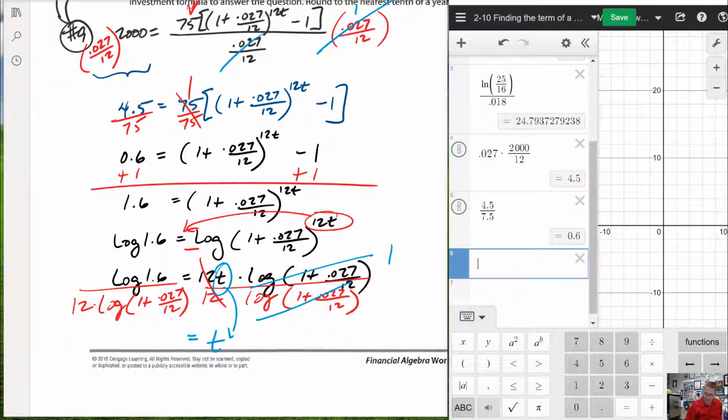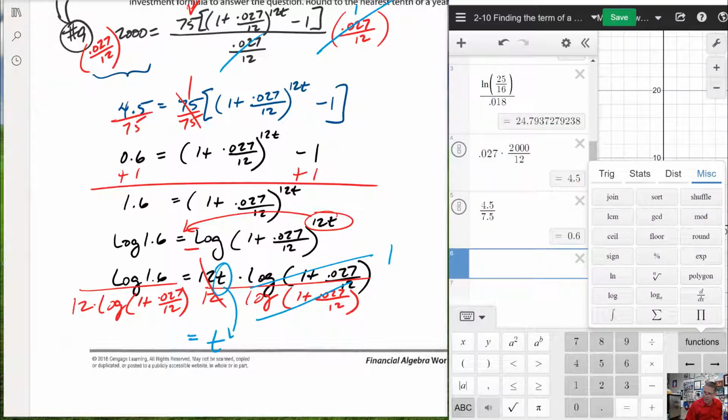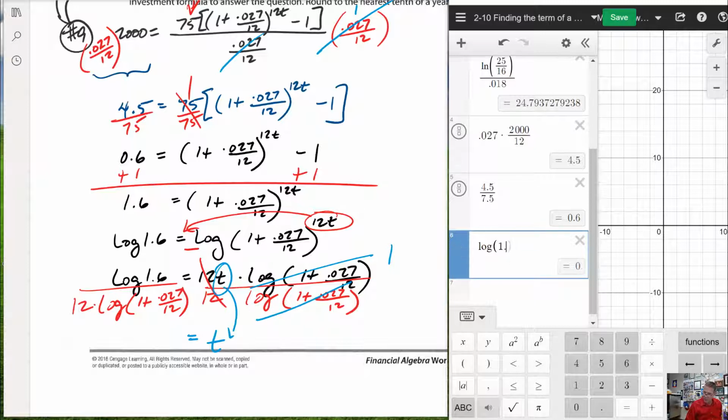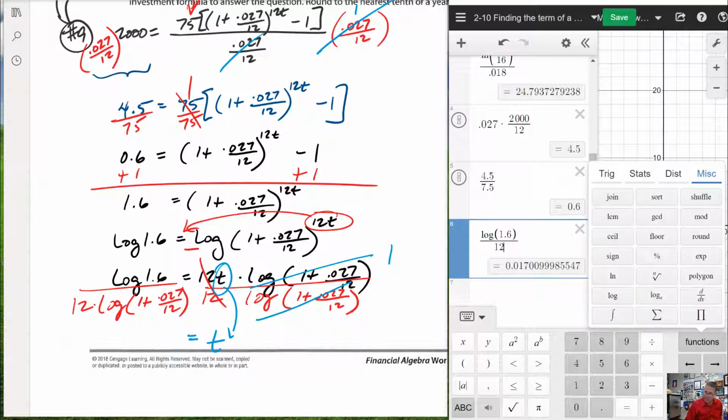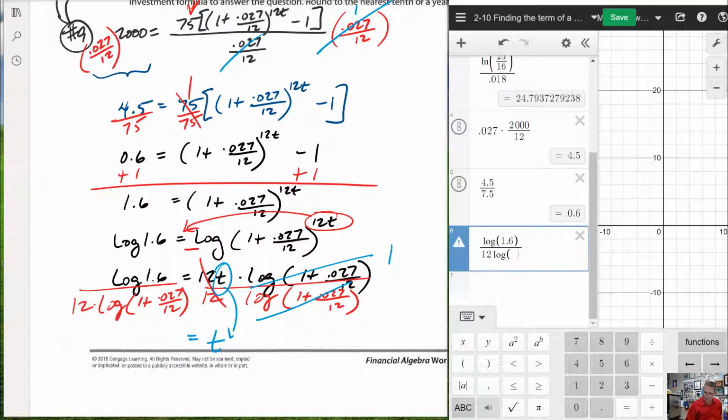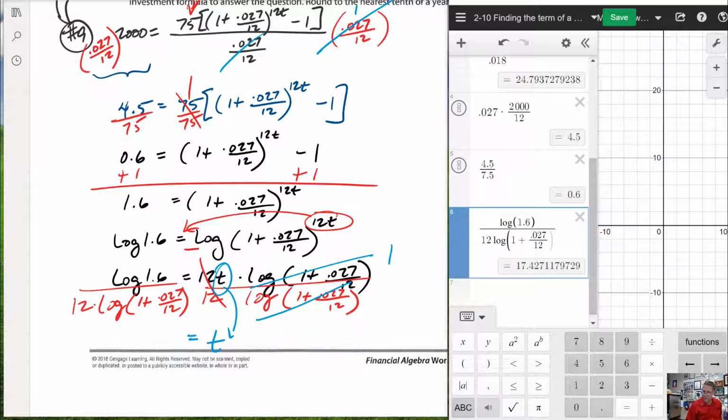So go to Desmos, and enter in the log, this time the common log of 1.6. And we're going to divide it by 12 times the log of 1 plus 0.027 divided by 12. What happened here? Something is wrong. Okay, let me see what happened here. That's not the correct answer. What happened?